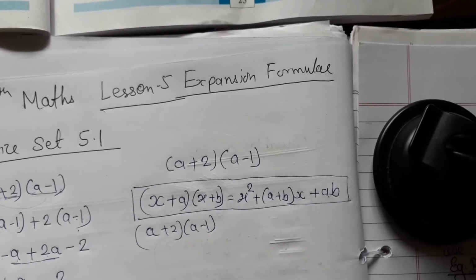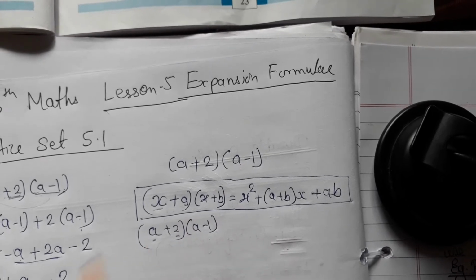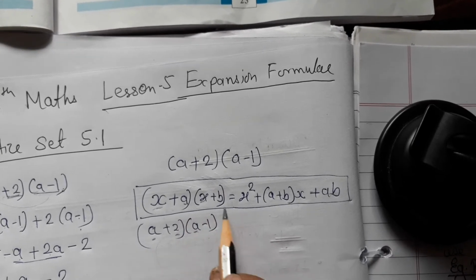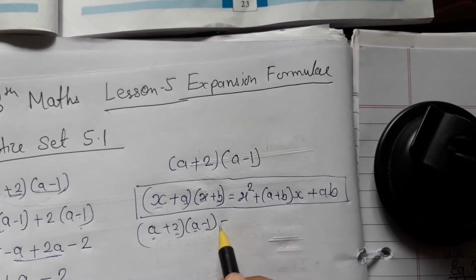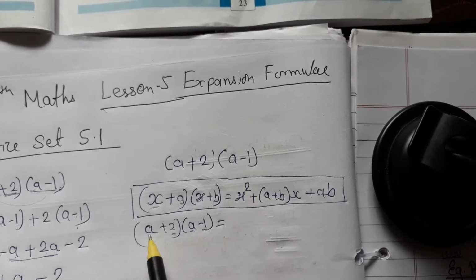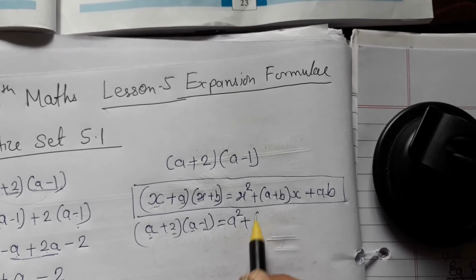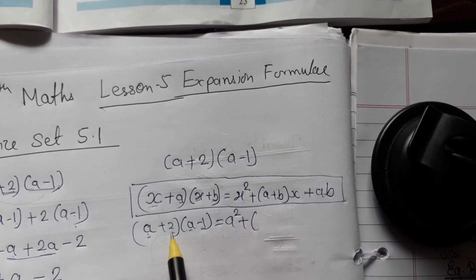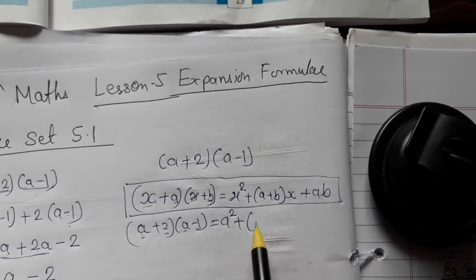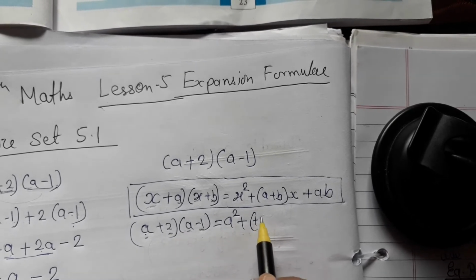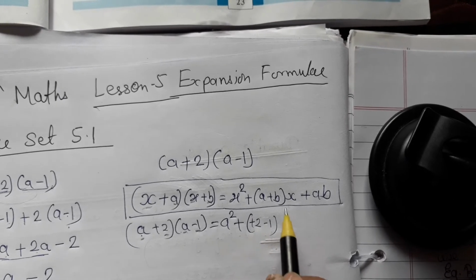Now we have to consider, children, this a is our x, 2 is our a. In the second bracket, this is x, and b is our minus 1. So x², our x is here a, so a². Plus (a + b). Here a is 2 and b is minus 1. Remember, we have to consider the sign. Plus 2 minus 1. For plus, if you don't write the sign, it's okay.